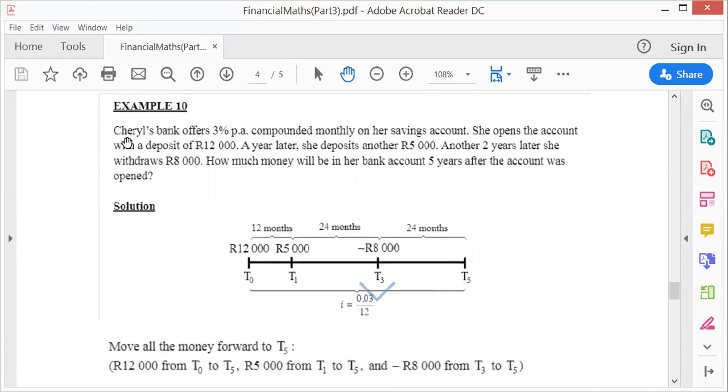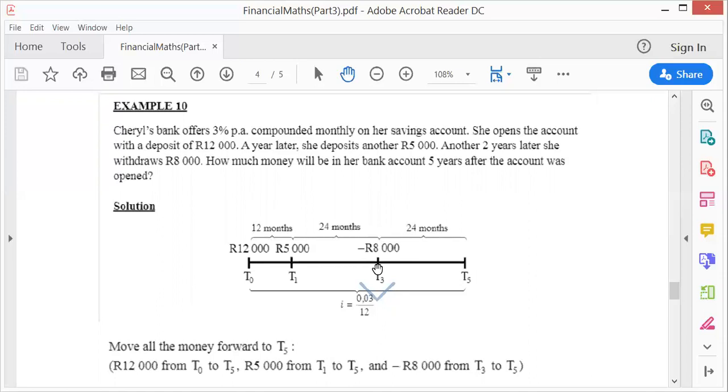For instance, Cheryl's bank offers 3% per annum compounded monthly on her savings account. She opens the account with a deposit of 12,000. So there you are, deposit of 12,000. A year later, so T1, she deposits another 5,000. Can you see, guys? Another 5,000. So that is 12 months there. Am I correct? Then another 2 years later, she withdraws 8,000. So another 2 years down the line, so it's now the third year, she withdraws 8,000.